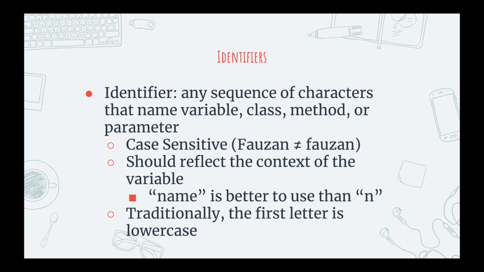Identifiers. Identifiers is basically any sequence of characters that name a variable, class, method, or parameter. So in our last lesson, we talked about the print statement, and when I was creating the class, I called it the Hello World program, right? And when I even saved the Java file, I called it the HelloWorldProgram.java file. And this basically allows us to distinguish between different classes, different variables, different methods, or different parameters. And it gives it a sort of identity.